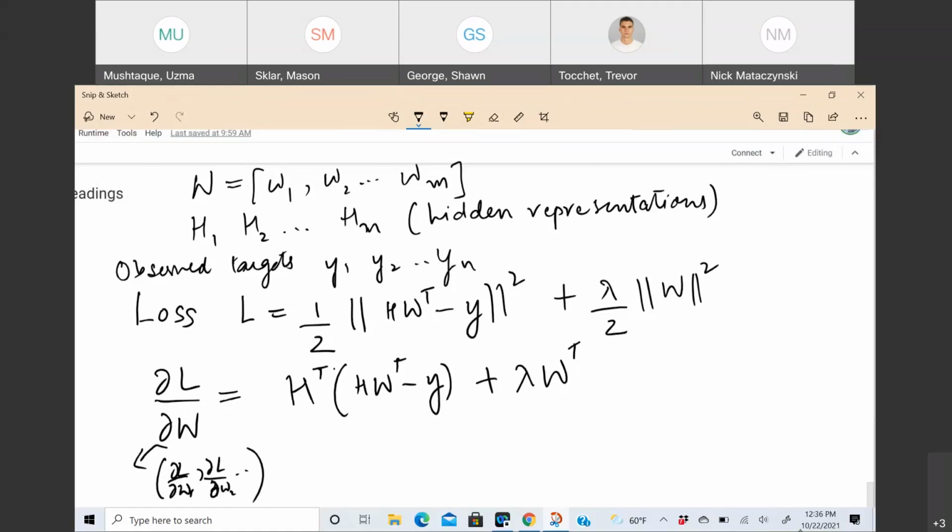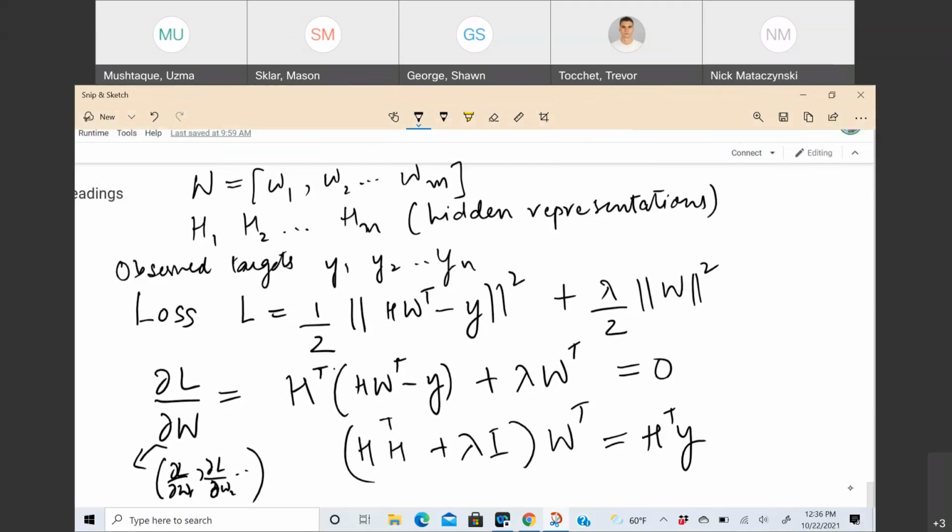If I set this equal to 0 and rearrange everything, let me skip 2 to 3 lines and quickly write the final equation. Okay, I think you've seen that in linear regression, very similar to that. So that's what we are looking at when we are trying to solve for my weights, remember? And if, for example, this lambda is greater than 0, do we have a way of solving for the weights?